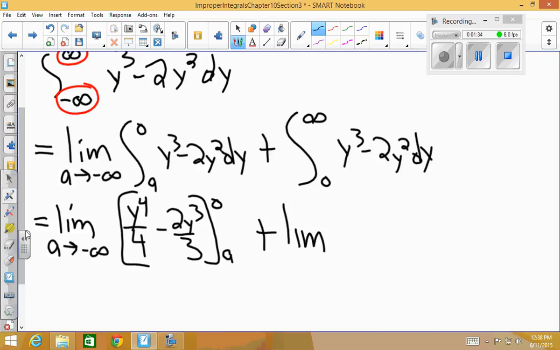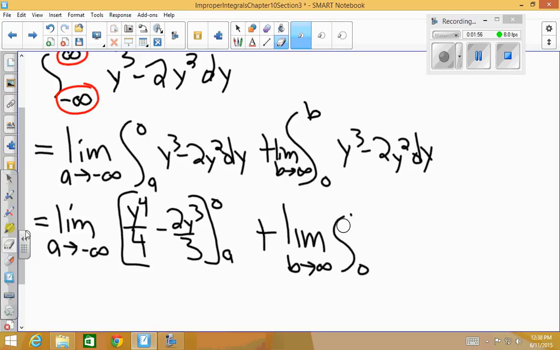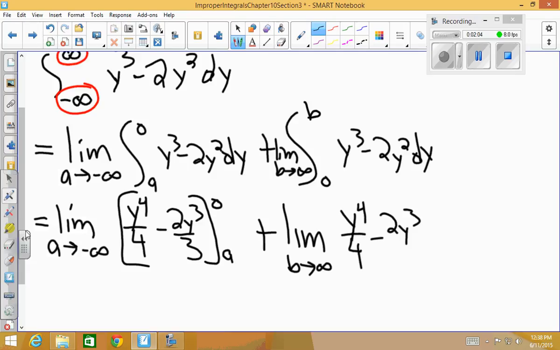the limit, oh, pardon me. This should be the limit as b goes to infinity of the integral from 0 to b. Okay, so the limit as b goes to infinity, integral from 0 to b, we'll go ahead and integrate that, just as we did for the other one. Y to the 4th over 4 minus 2y cubed over 3, 0 to b.